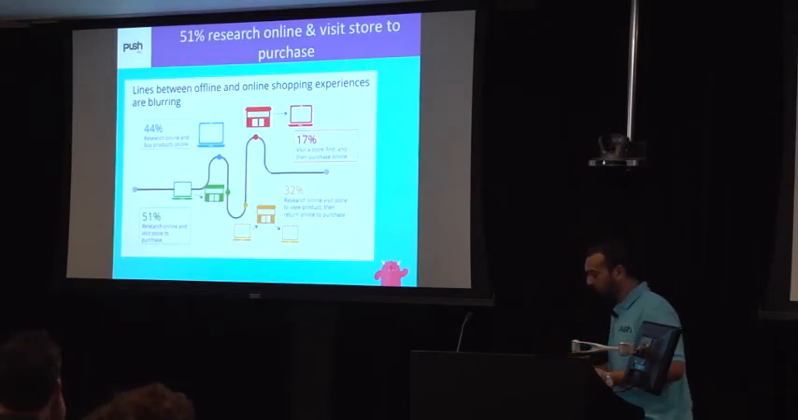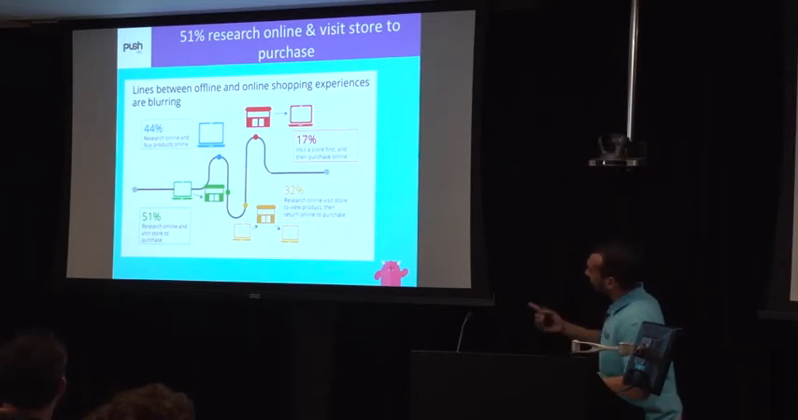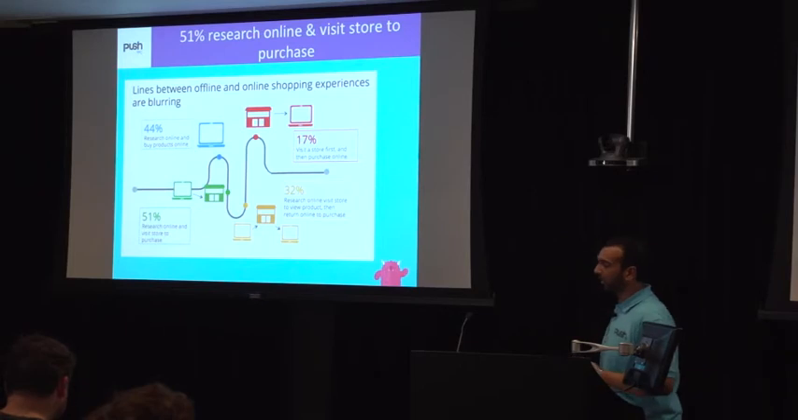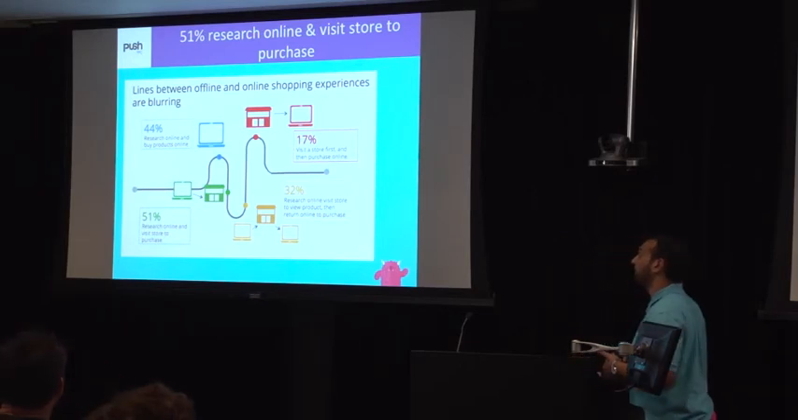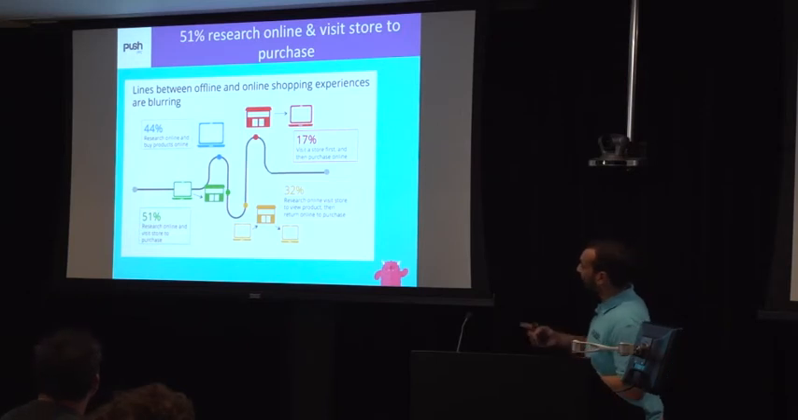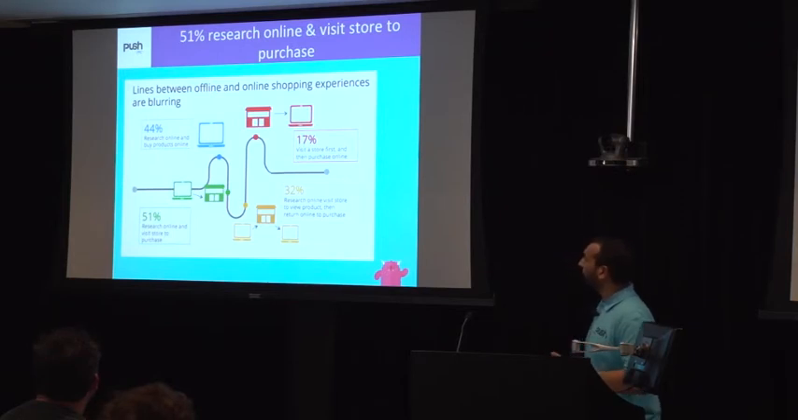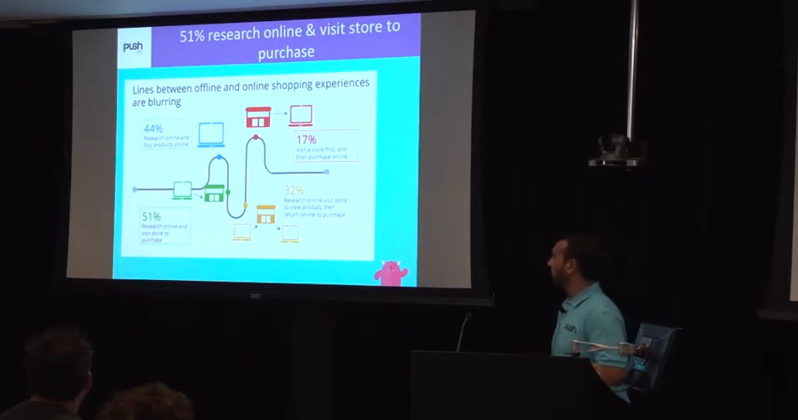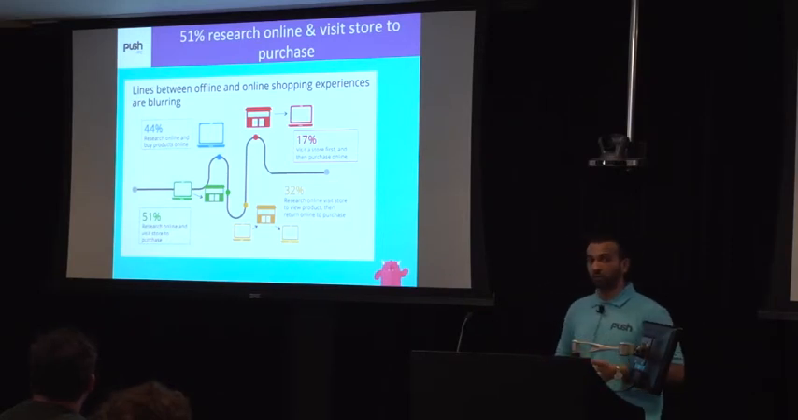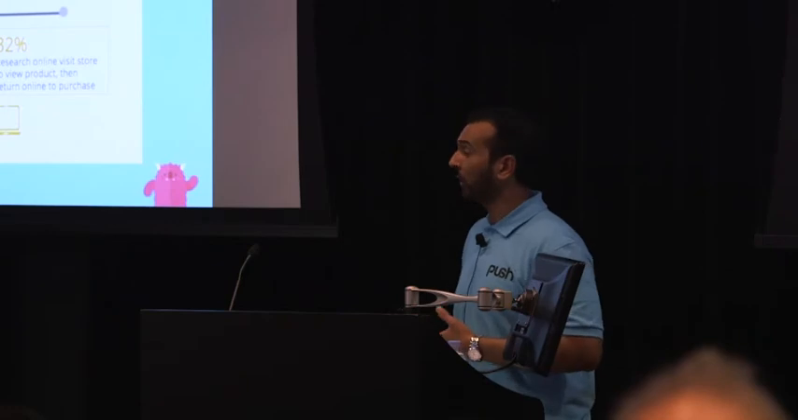Now, the reason why this is coming in is because things are changing. If we look at this table here, it explains how lines between offline and online shopping experiences are blurring. Again, starting from the lower percentage change to the highest, 32% of people research online, visit a store to view a product, then return online to purchase. 44% of people research online and buy products online. 51% of people research online and then visit stores to purchase. And 70% of people now visit a store first and then purchase online. That's why local inventory ads are now going to become very important.